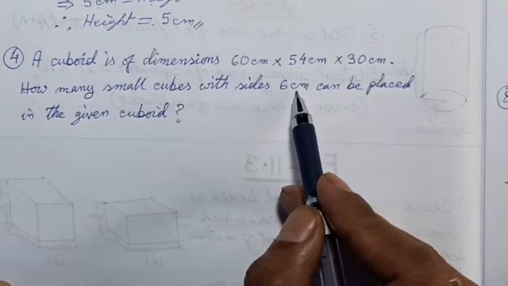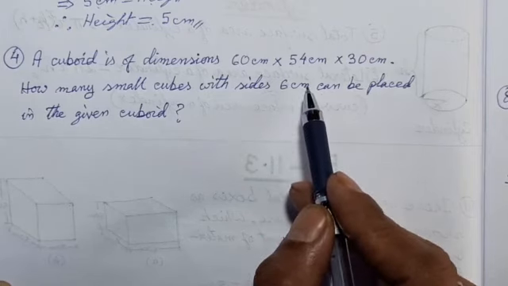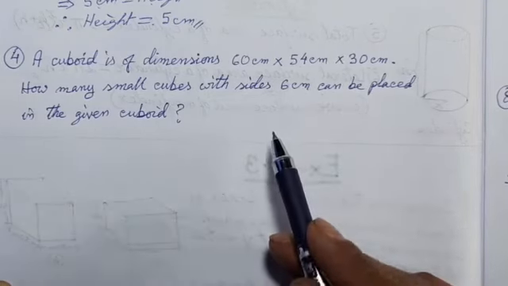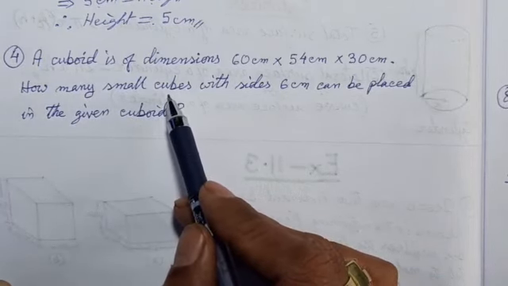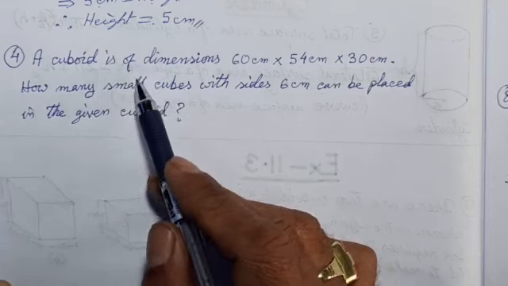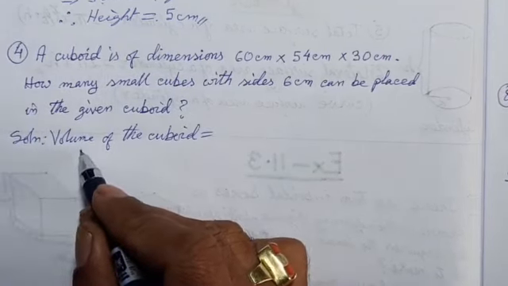In a cube, length, breadth, height are equal. All are 6 centimeter, 6 centimeter, 6 centimeter. And we have to find out how many of this type of smaller cubes we can keep inside this cuboid. Okay, now let's try to find out. Now solution. First, let us find out the volume of the cuboid.